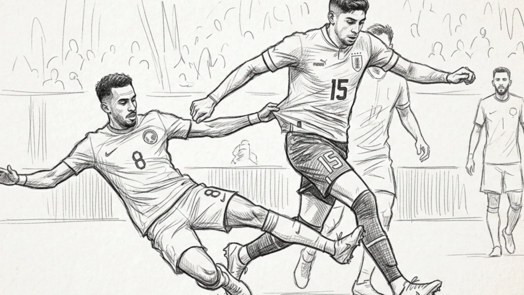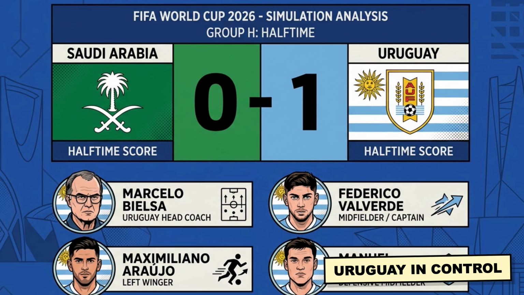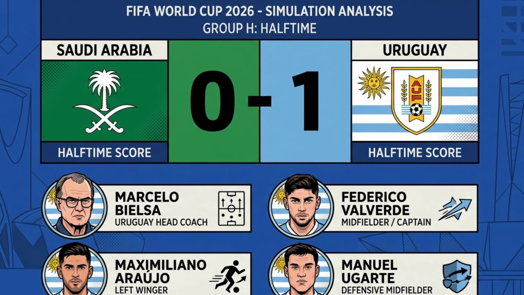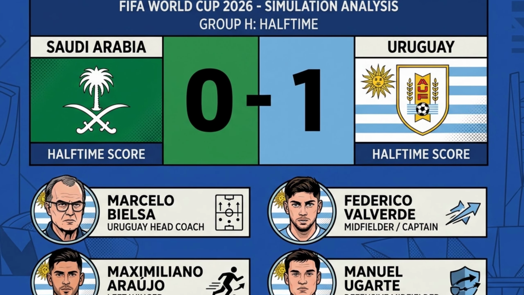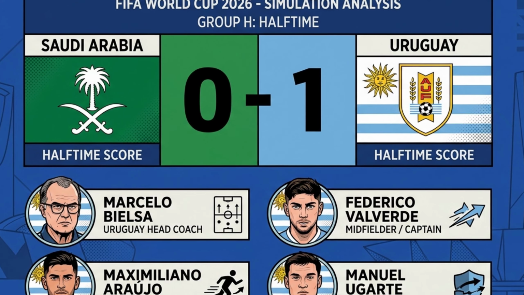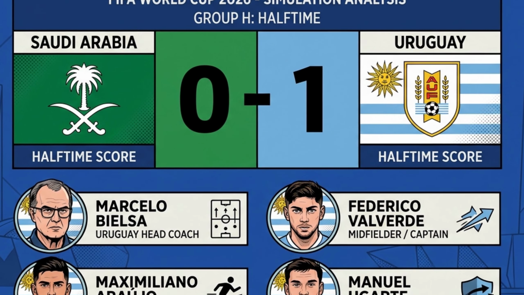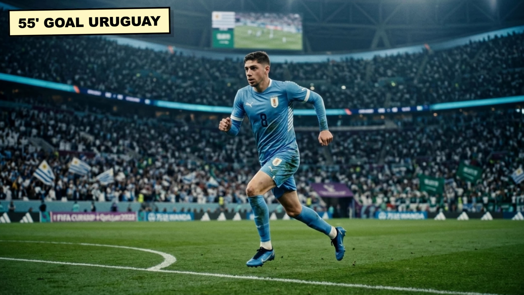A 1-0 lead at halftime is exactly what the simulation predicted for Uruguay. It isn't just about the score, but the control they exerted. While Saudi Arabia has shown discipline defensively, they have been completely starved of possession. They need to find a way to break these pressing traps in the second half, or it will be a long night. And just like that, the pressure doubles!